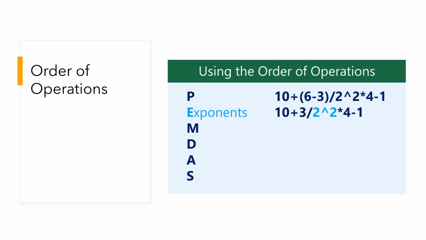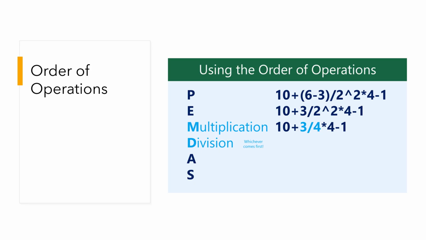The next thing that will be calculated is any exponents. I'm just going over this so that you remember your order of operations. Our exponent in this case is 2 to the exponent 2, which is 2 times 2, which is equal to 4. So that would be the second thing that would get calculated. So we are now at the point where we have 10 plus 3 divided by 4 times 4 minus 1.